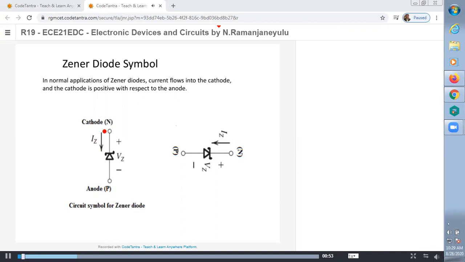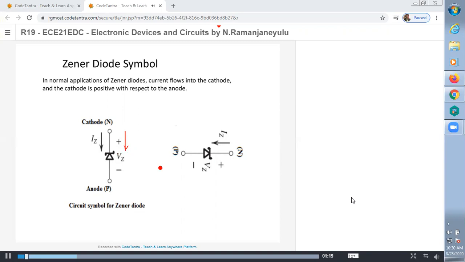We always operate the Zener diode in reverse bias, so the current always flows from cathode to anode. So this is the direction of current. Remember this one.